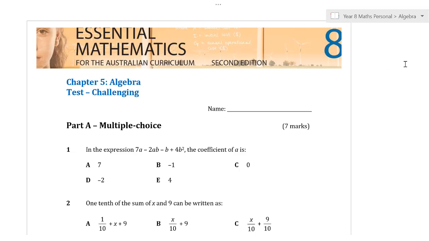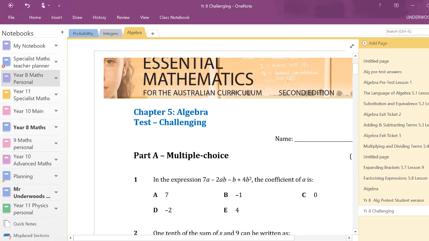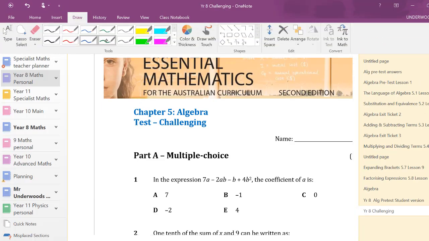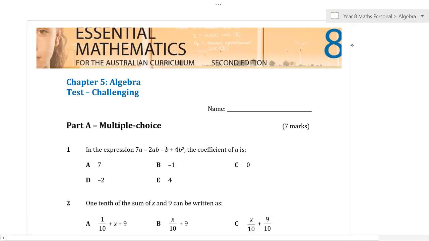This is a video on Chapter 5, Algebra for Year 8 Maths. But just quickly, before you go ahead and try to do any of this stuff in this video, you may have to make sure that you have fully revised for this topic, because as you can see here, this is a challenging test. And on your actual test, there will be a number of questions on here that will not be anywhere near as hard in your real test as this challenging test.